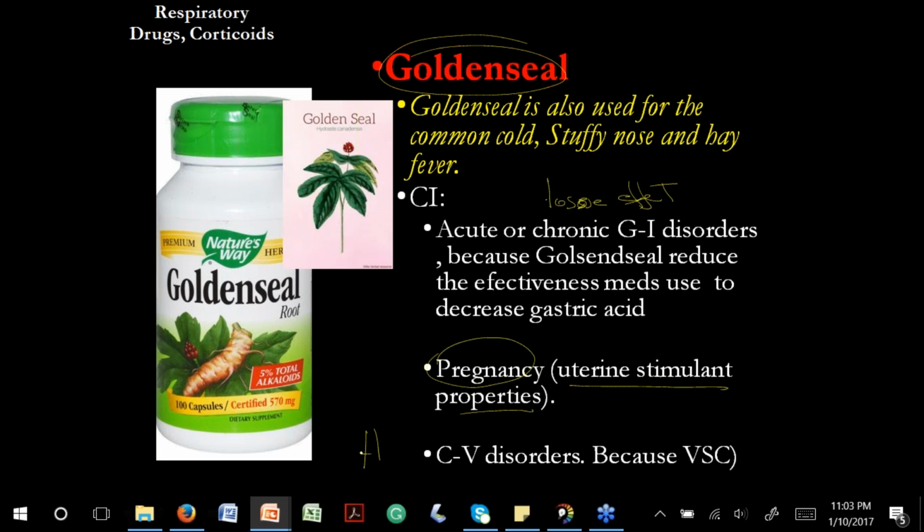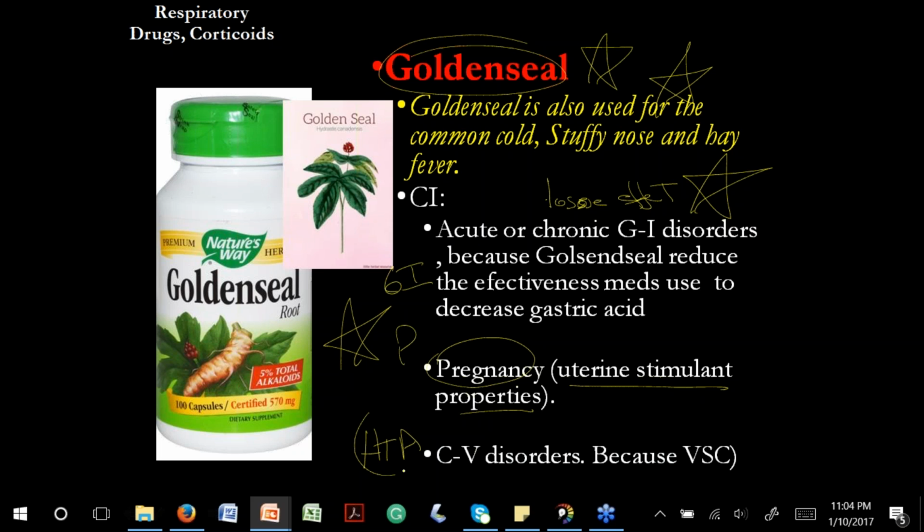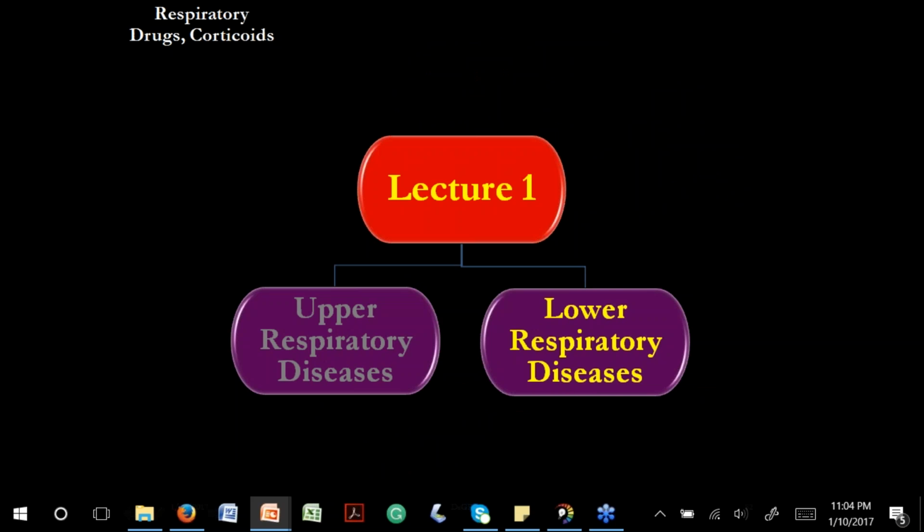So hypertension, please, open eyes, open ears. This guy, golden seal. So they are going to affect the GI tract, pregnancy, and cardiovascular. GI tract: diminishes the effect of all the medications for decreasing the gastric acid. Don't use in pregnancy because it produces uterine contraction. And hypertension: it can produce vasoconstriction.